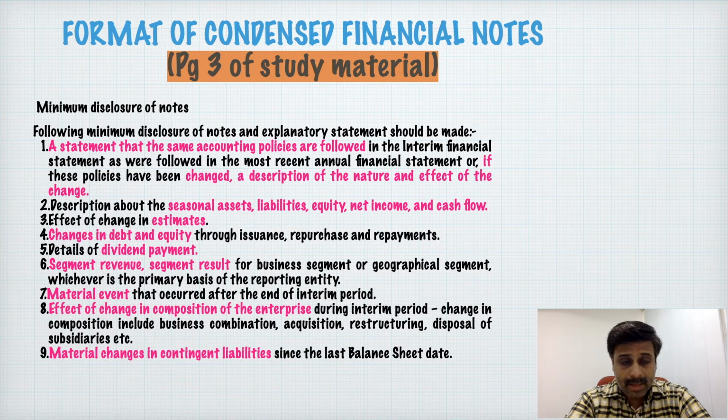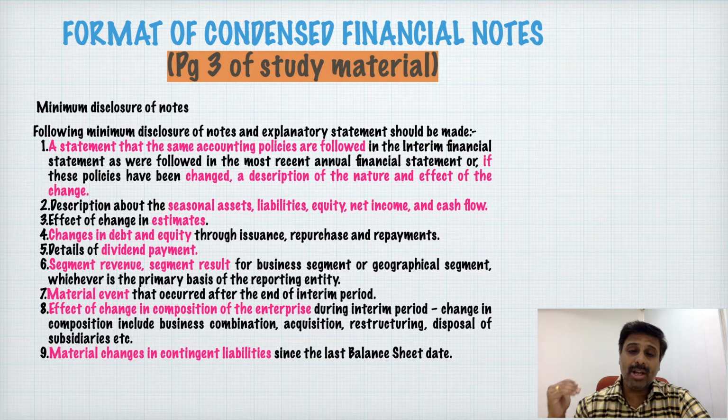1. A statement that same accounting policies are followed in the interim financial statement as were followed in the most recent annual financial statement. So whatever accounting policies you have followed in the last financial statement, for example, if you are providing depreciation by straight line method, then that is an accounting policy. For example, if you are doing inventory valuation by first in first out method, FIFO method, then that is an accounting policy. If these policies have been changed, a description of the nature and effect of the change.